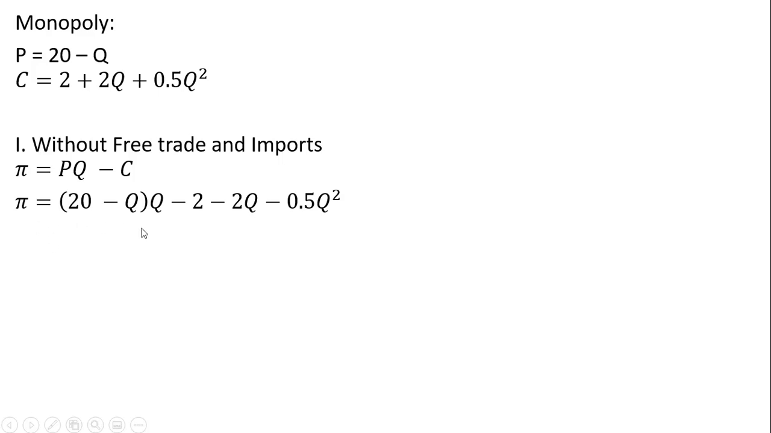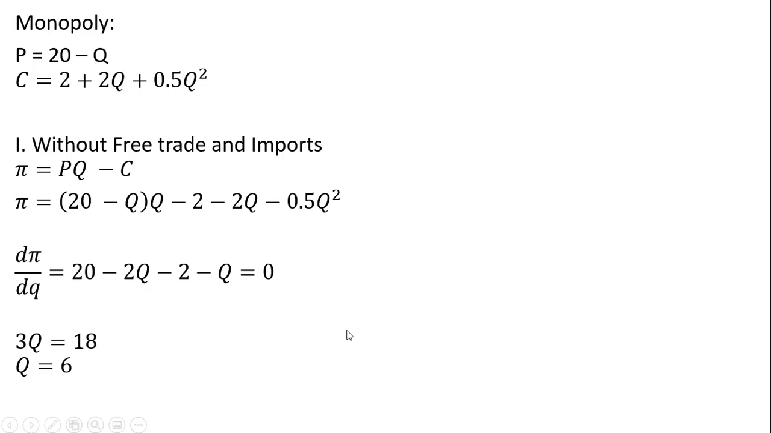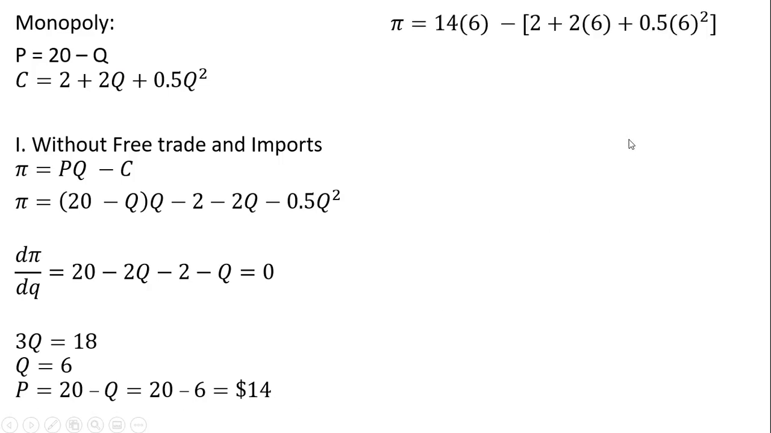We're going to take the derivative of the profit function with respect to Q and set that derivative equal to 0 to maximize. Doing that, we get this result here. Solving this for Q, we get Q equals 6. Plugging that 6 into the inverse market demand, the monopolist will charge a price of $14.